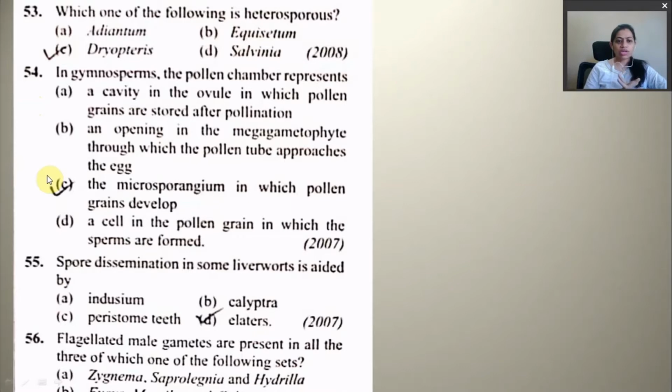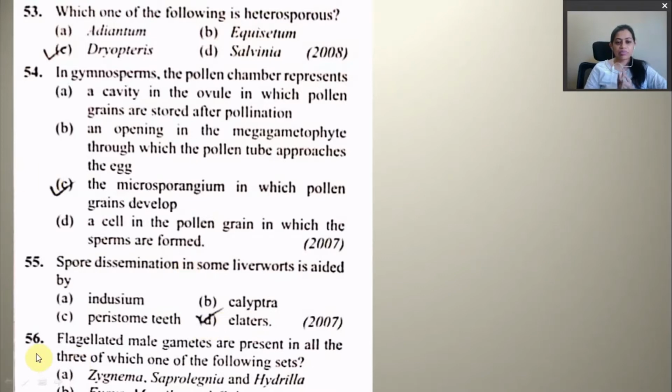Now spore dissemination in some liverworts is aided by Indusium, Calyptra, peristome teeth or elaters. So now elaters is a specific structure and they are hygroscopic and they just change their shape depending upon the moisture of the environment, and they are mainly related with spore dispersal, right? So the right answer is D.